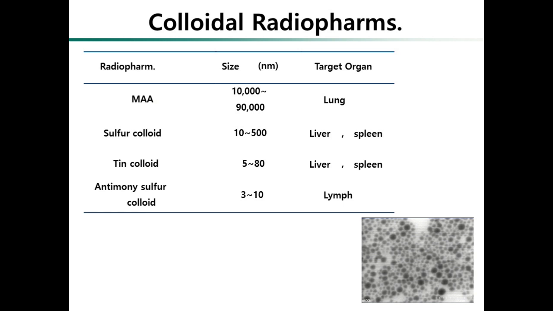Next one is the colloidal radiopharmaceuticals from technetium-99m. First one is technetium MAA, macroaggregated albumin. The size is from 10 to 90 micrometers. That is used for lung imaging. Sulfur colloid or other colloidal structures can be used for imaging of the liver or spleen, or sometimes we can get lymphatic imaging.